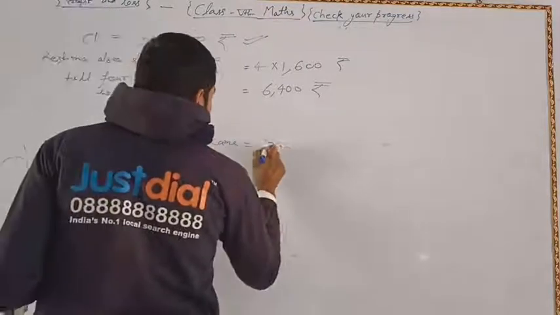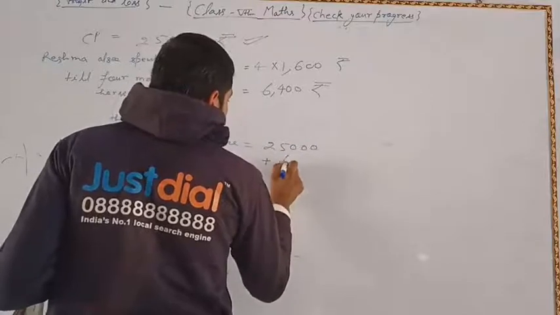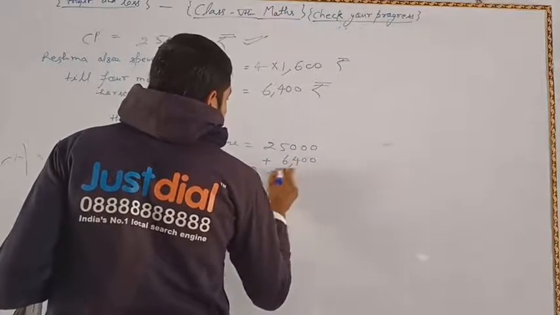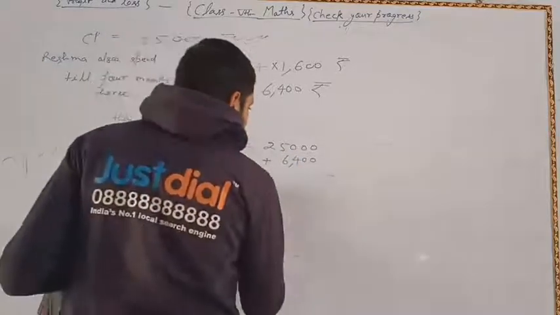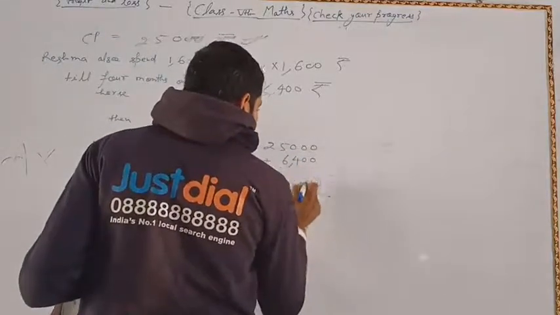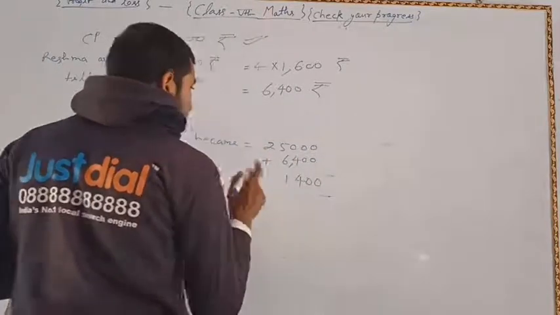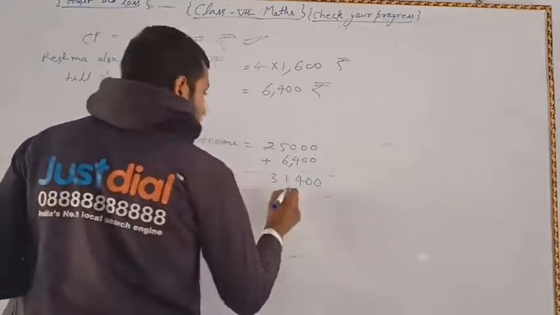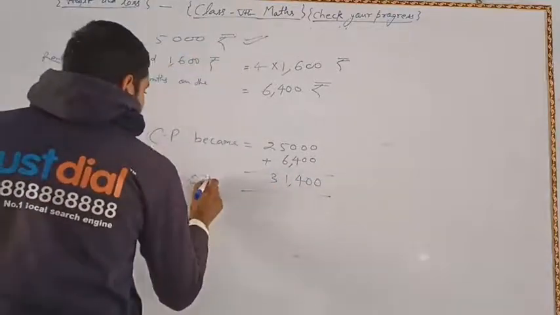is equal to 25,000 plus 6,400 rupees. Okay, we add this, then we get 0, 0, 4, 4, then 5 plus 6 is 11, carry 1, then 3. Okay, 31,400 rupees. Here this became the CP on the horse.